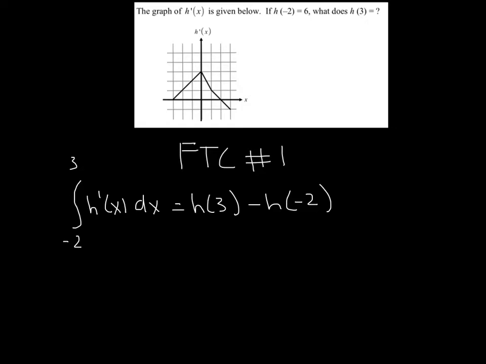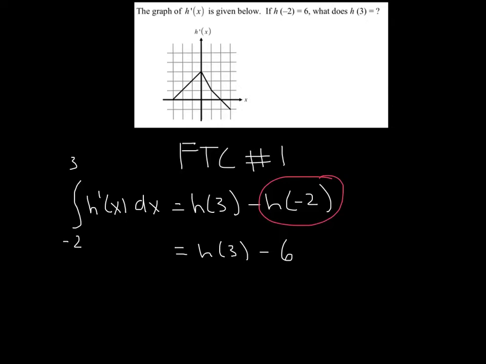Okay? And h of negative 2, they give us to be 6. All right? And so we can actually replace this with 6. So let me just rewrite it this way. It's going to be h of 3 minus 6. And so if we want to get the integral of h prime of x from negative 2 to 3, that means we need to find the area between negative 2 and 3. All right? So let's go ahead and do that, but also let's work smart.